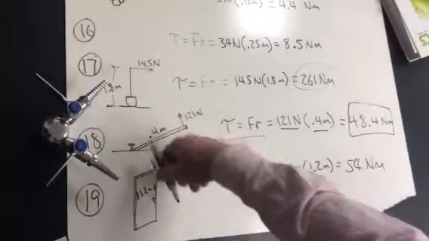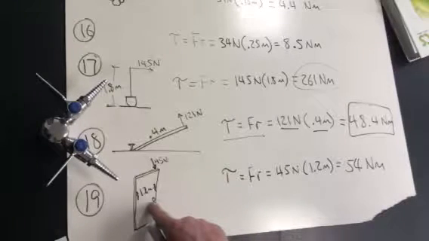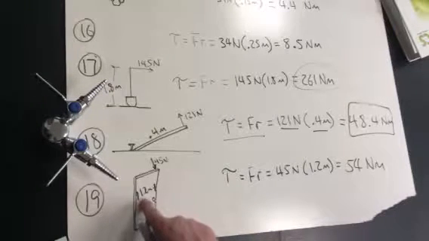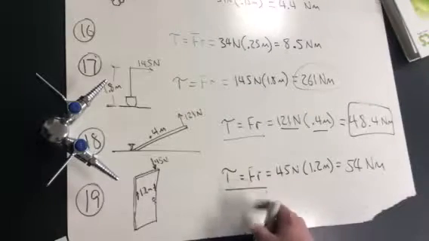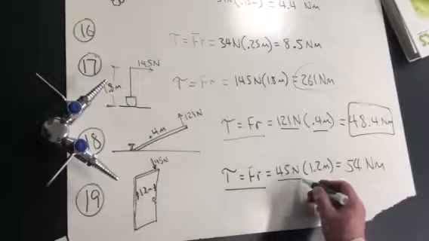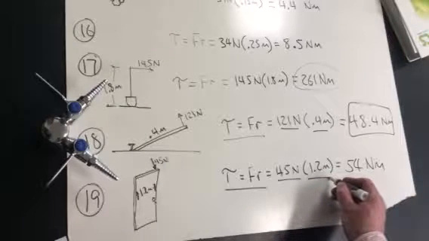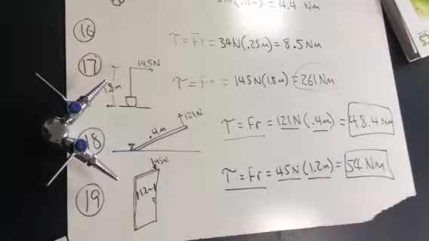And then problem number 19, you have a door and you're going to be pushing on the door with a 45 Newton force, so the door is going to swing on its hinge. You're pushing on the handle, which is 1.2 meters from the hinge. Once again, simple torque problem. Torque is equal to force times radius. You're pushing with a force of 45 newtons, 1.2 meters from the hinge, from the pivot point, and your answer is 54 Newton meters.